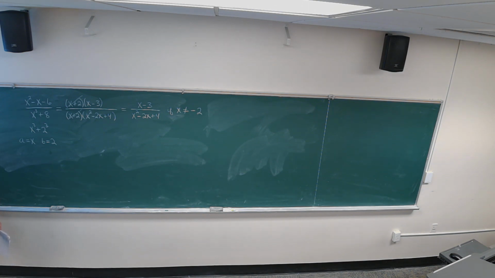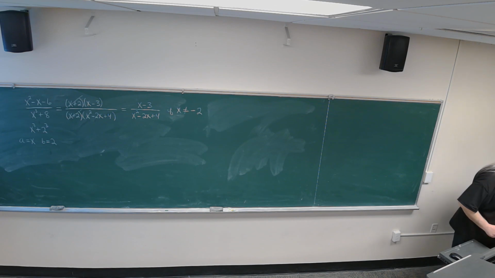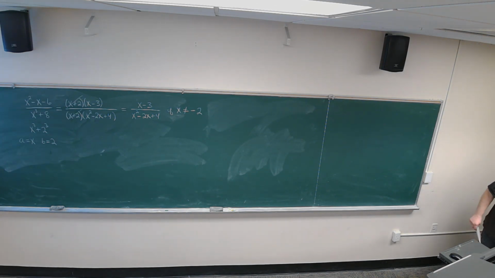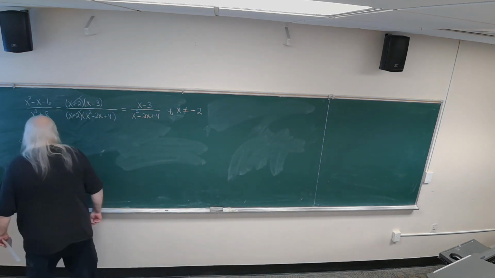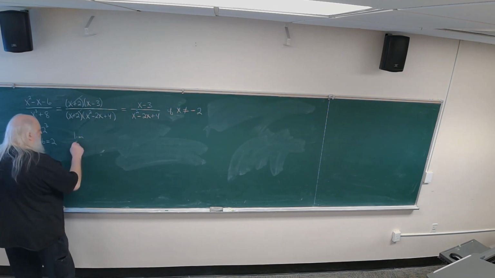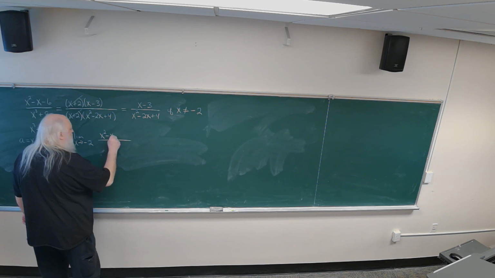Cool beans? All right, so now let's evaluate the limit. So this rational expression simplifies to X minus 3 over X squared minus 2X plus 4 if X doesn't equal negative 2. You can see if you put in negative 2 for X here in the bottom, negative 2 cubed is negative 8. Negative 8 plus 8 is 0. And you can't divide by 0. All right. So now let's find the limit as X approaches minus 2 of X squared minus X minus 6 over X cubed plus 8.